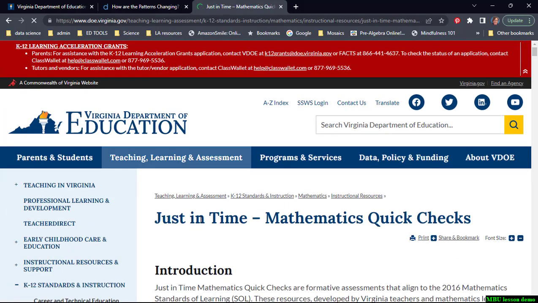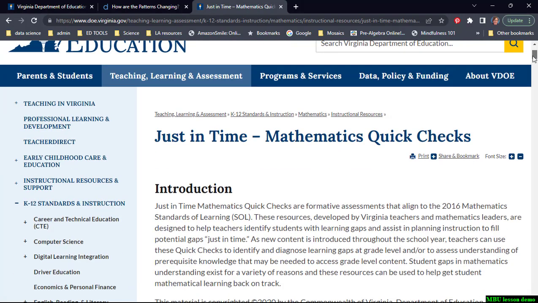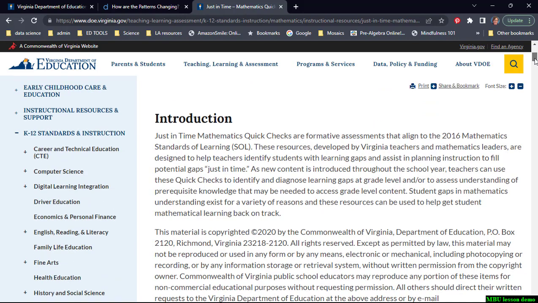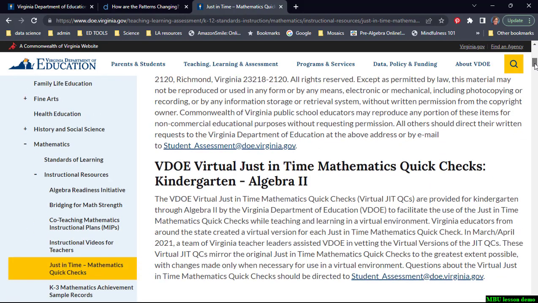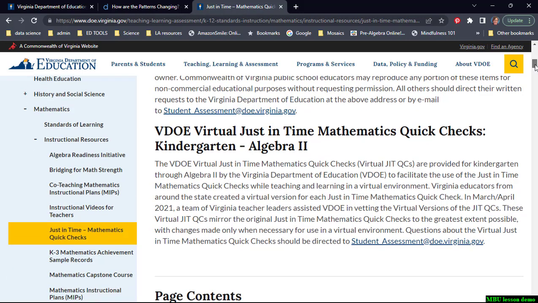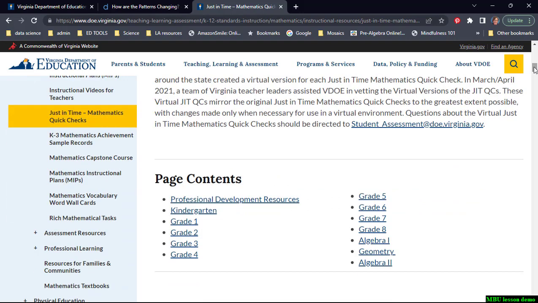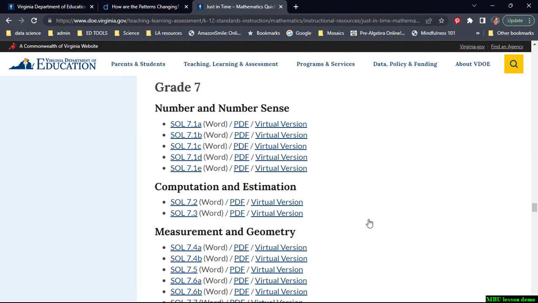Okay. All right, the next one is these things called Just-in-Time Quick Checks. Quick checks were designed as formative assessments, and they can be used, as I've used them, as entrance tickets, exit tickets, and warm-ups when students come into the room, bell ringers. They have them for all grade levels. They even have a section down here about how to use them, which is helpful.